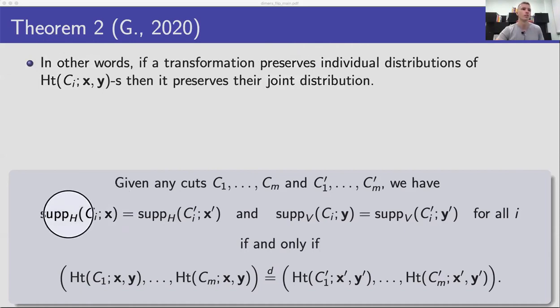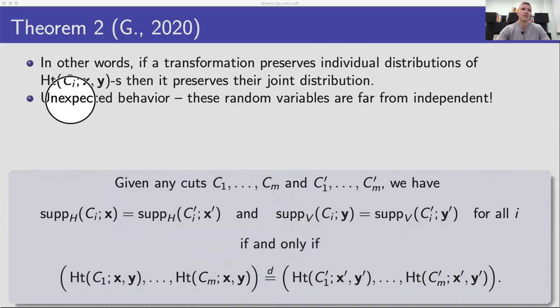So because it's a symmetric function on these two sets of variables, and therefore you preserve the sets, therefore you preserve the individual functions, and then the theorem says that this happens if and only if you preserve the joint distribution, which is, if you think about it, totally not what you would expect, because you would expect this for independent random variables, but these random variables are very much not independent.